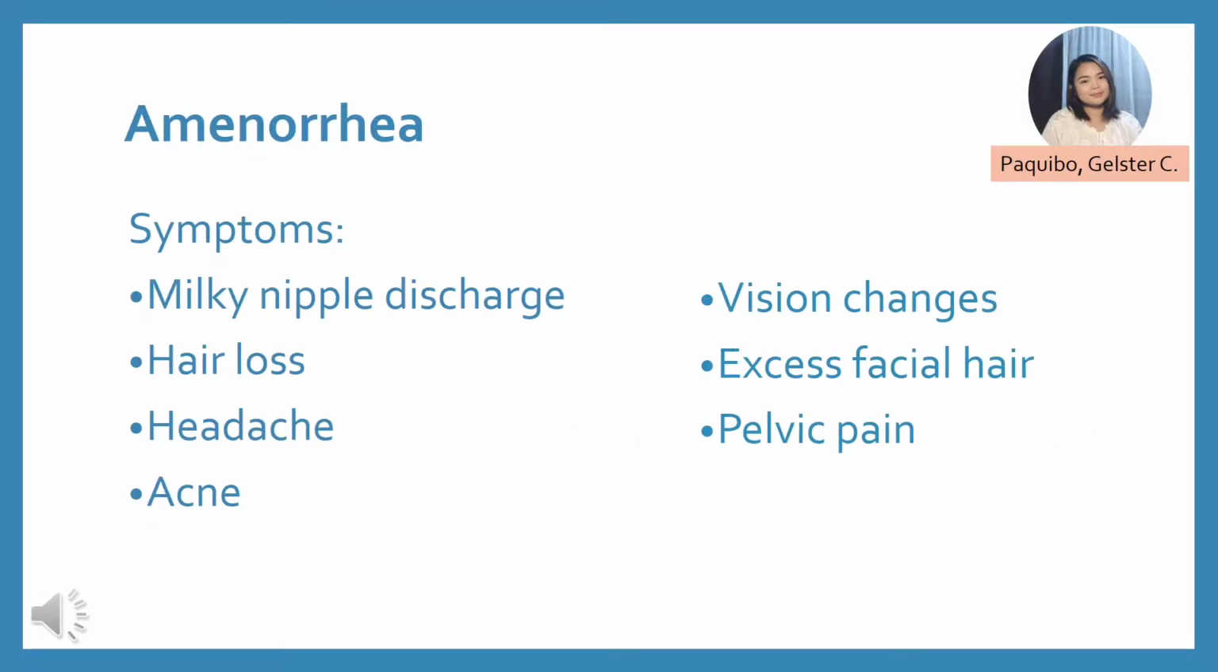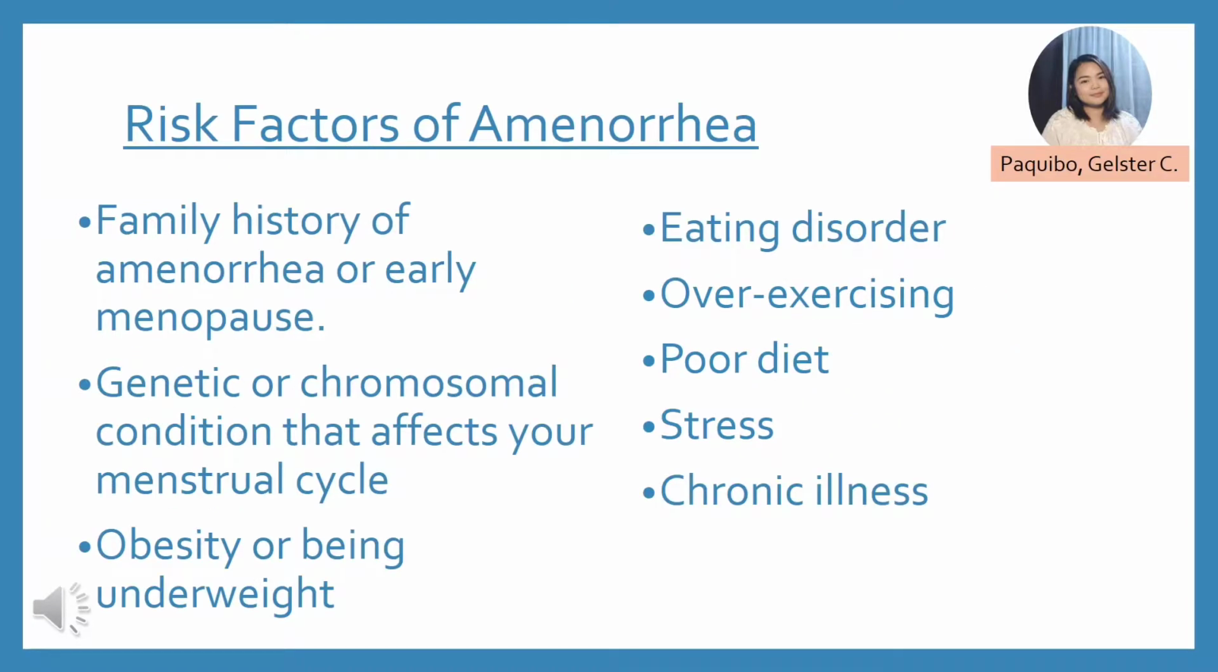The following are the symptoms that can be observed in an individual who has amenorrhea: milky nipple discharge, hair loss, headache, acne, vision changes, excess facial hair, and pelvic pain. Risk factors of amenorrhea include family history of amenorrhea or early menopause, genetic or chromosomal conditions that affect your menstrual cycle, obesity or being underweight, eating disorders, over-exercising, poor diet, stress, and chronic illness.